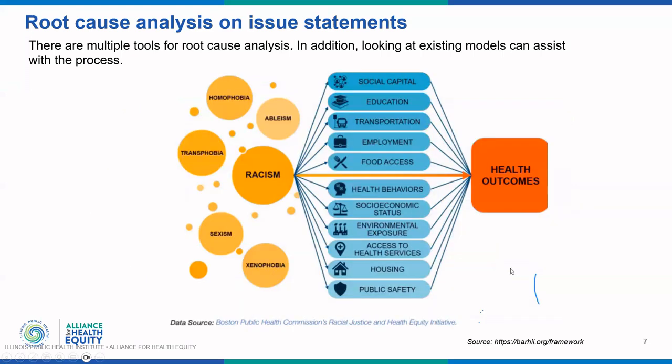Here's another one. This is one that we include in the CHNA report in our chapter about health equity, looking at how things like structural and systemic inequities like xenophobia, racism, ableism, transphobia have impacts on everything from social capital to employment, and how that impacts social influencers and determinants of health, such as health behaviors, public safety, housing, and that all, of course, impacts our health outcomes.